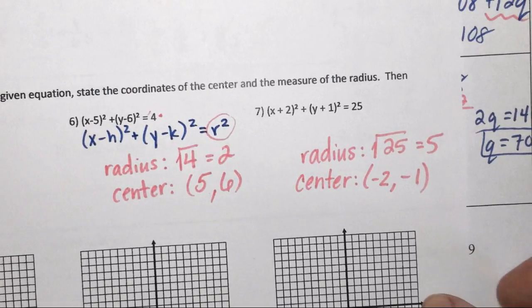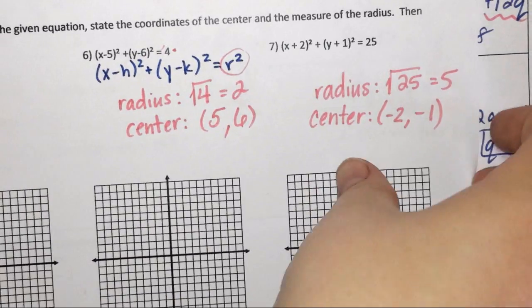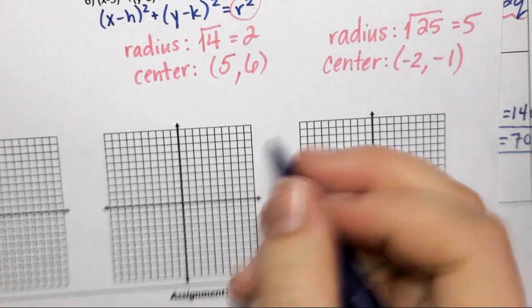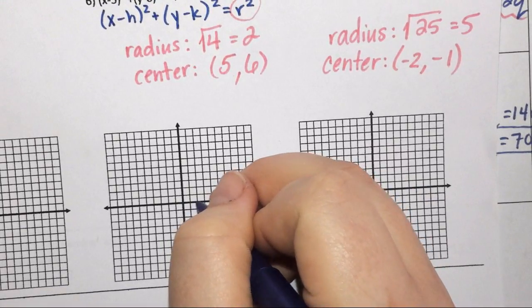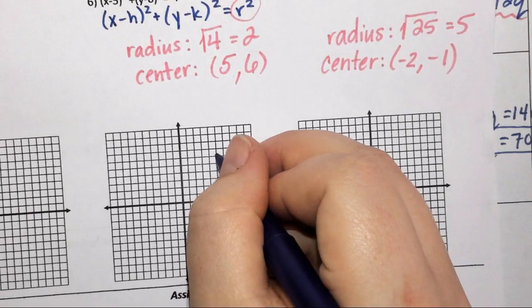Okay, and now for the fun part. This is the easy part. So that's as hard as it gets for us today. We now need to graph this. So our center is at 5, 6. So over 5: 1, 2, 3, 4, 5, up 6: 1, 2, 3, 4, 5, 6. There's my center.